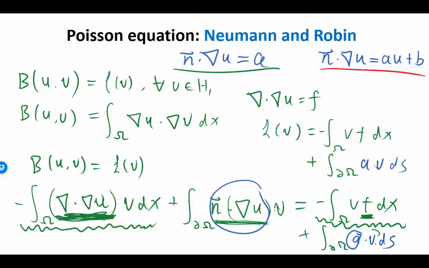Okay, then the next task is this one. What if I want this Robin boundary condition? How can we modify whatever we are doing here to put that AU? Let's figure out what we need to add to the equation, and then let's figure out what we need to do here.